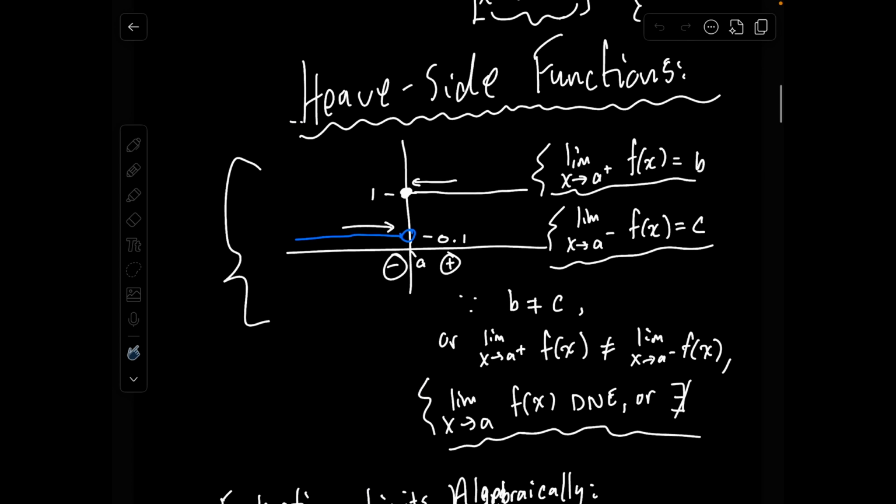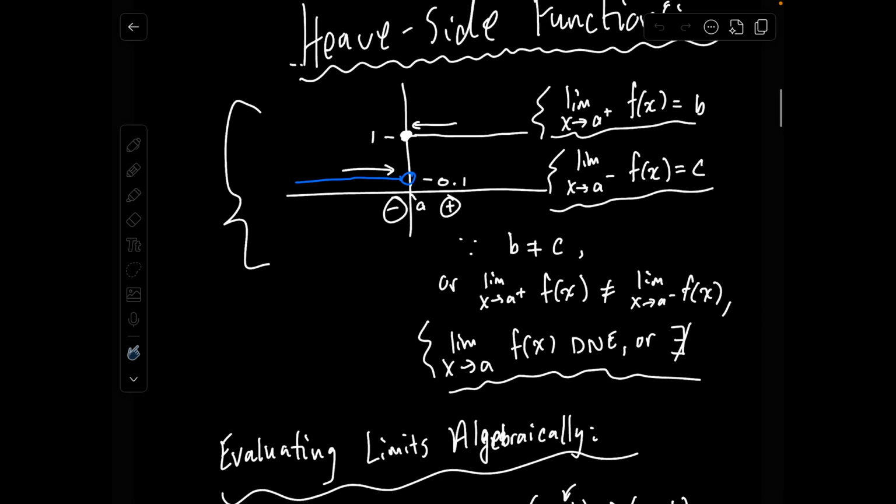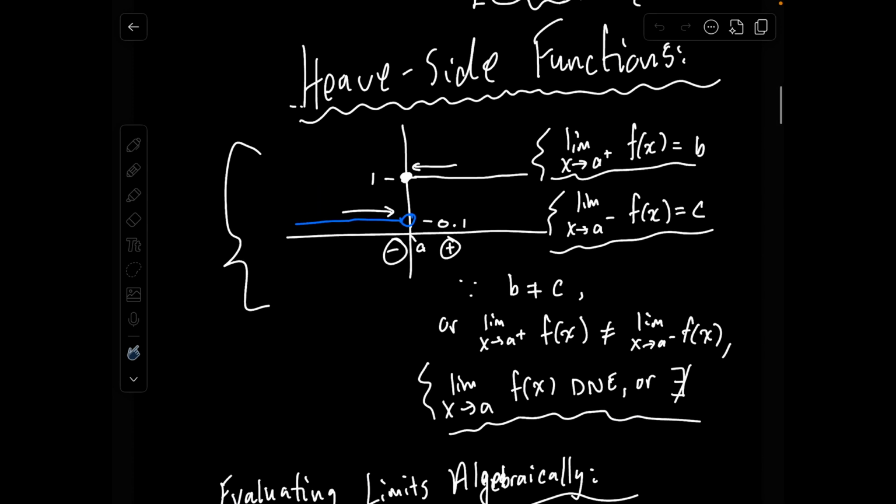Essentially, what a Heaviside function is, is that the limit as x approaches a from the positive side is different from the limit as x approaches a from the negative side. So right here we can see that the limit as x approaches a of f of x is equal to 1 on the right side. The limit as x approaches a for f of x from the left side is 0.1. So because these two values are not equal, we can say that the limit as x approaches a for f of x does not exist.